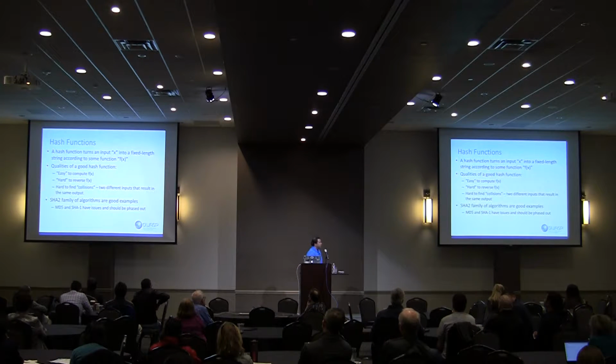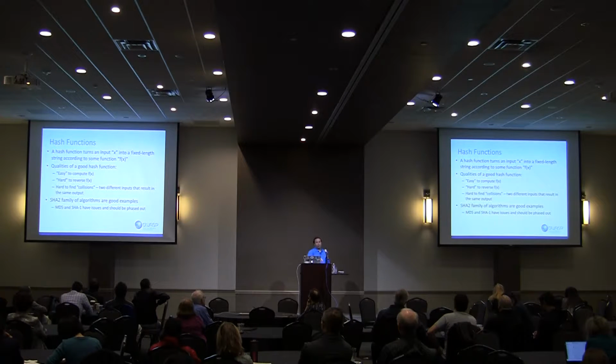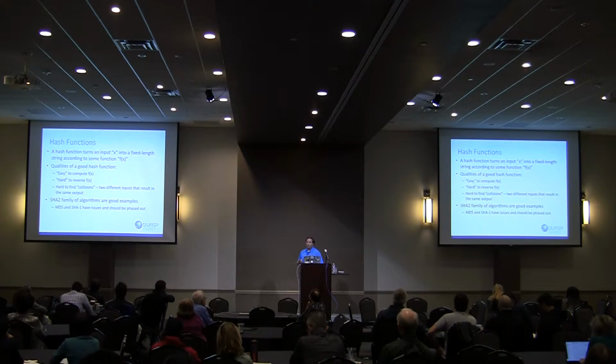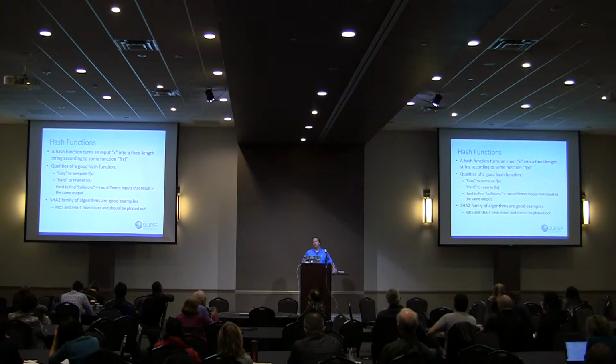The other quality is that it's hard to find collisions. A collision is where you have two inputs, x and y, that you throw into this function, and you get the same output. What that means is that there are two possible solutions to that problem. And so we want as few of those as possible. You also hear these referred to as birthday attacks, where two people have the same birthday. That's the same kind of thing. The SHA-2 family of algorithms are a good example of hash functions. MD5 and SHA-1 have issues and should be phased out.